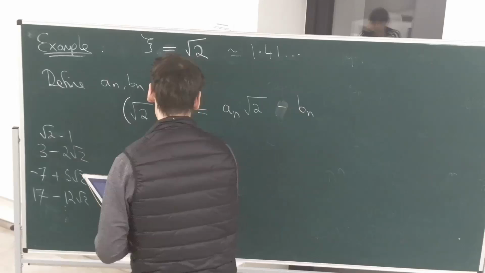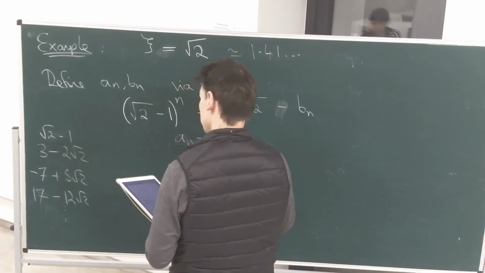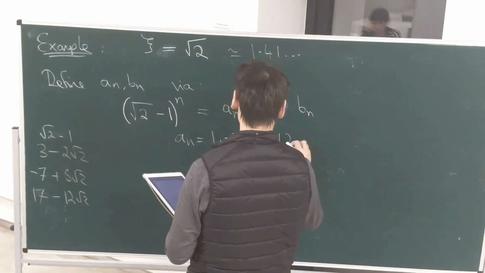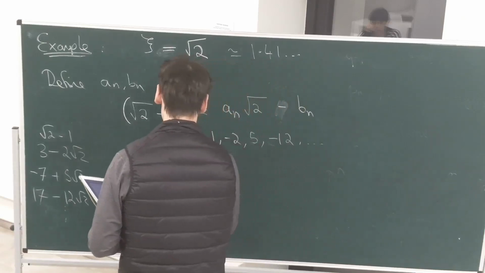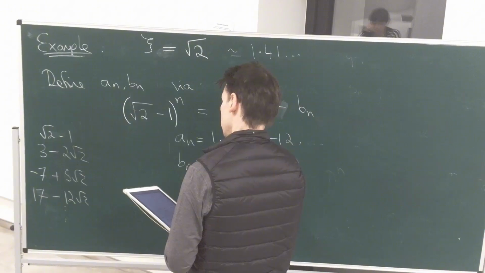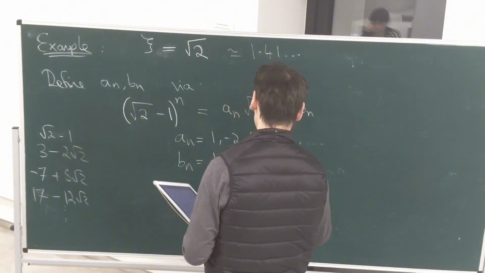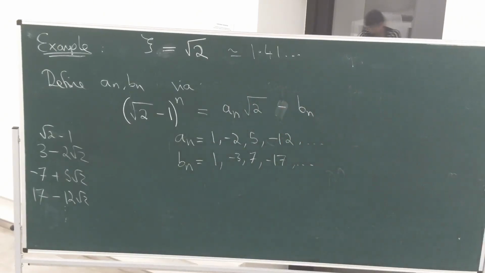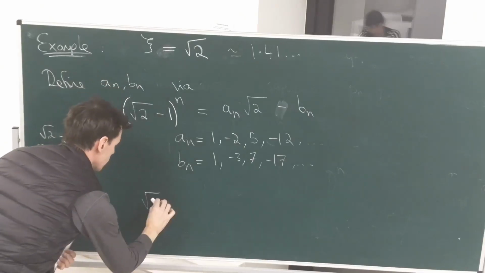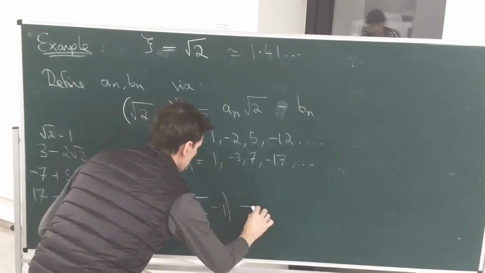And so we get a sequence where an is 1, minus 2, 5, minus 12, etc. And bn is 1, minus 3, 7, minus 17. We get two sequences of numbers. Okay, so the next observation is that the square root of 2 plus 1 times the square root of 2 minus 1 is 1.